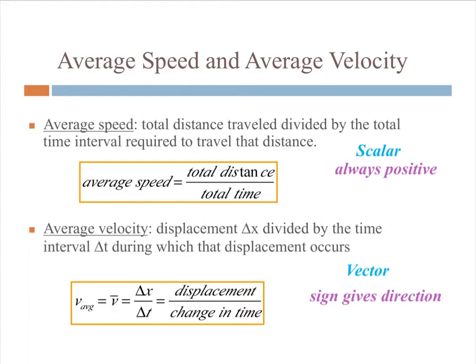Average velocity is displacement, delta x, divided by the time interval delta t during which the displacement occurs. So, remember, again, it is a vector, meaning it needs both a magnitude and a direction. Here, you need to be really careful that you use displacement instead of total distance, because they will give you two different numbers. When you're talking about averages, especially for velocity and acceleration, which we'll talk about in the future, it will be represented by a line on top of the V, or AVG for average below, as a subscript.